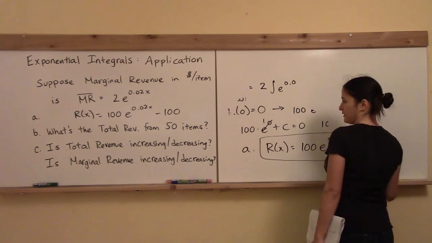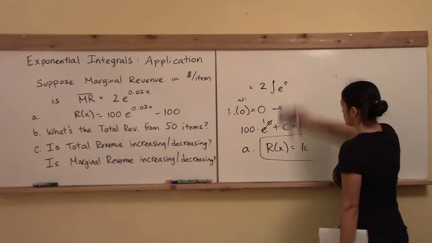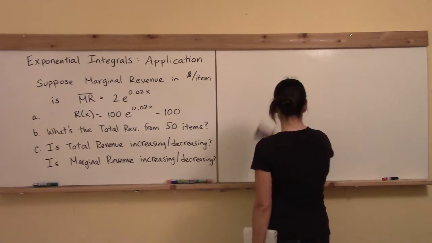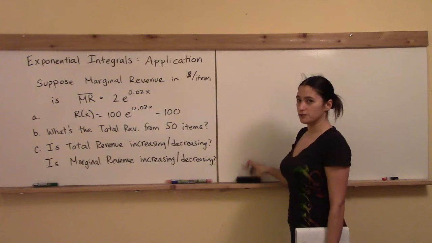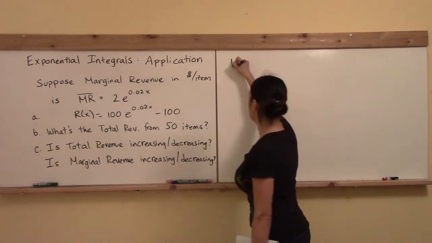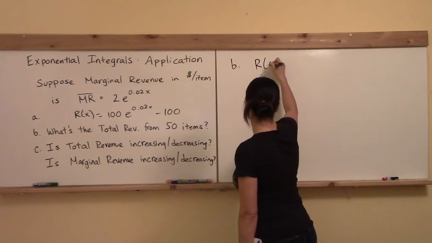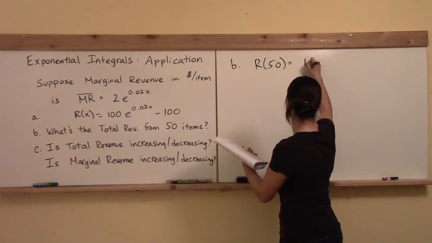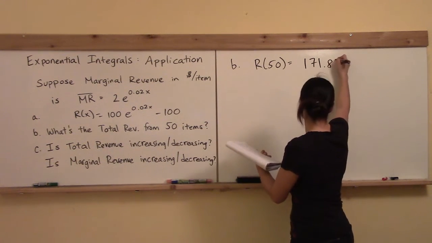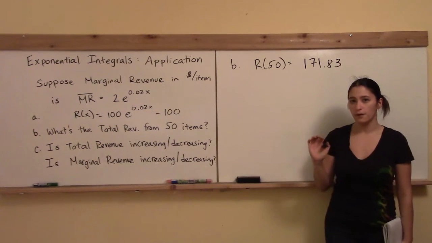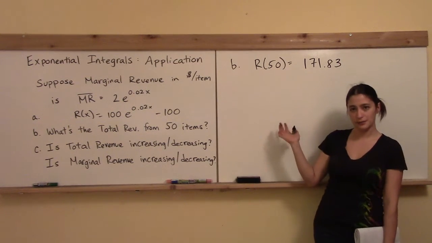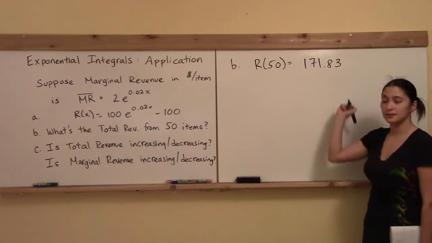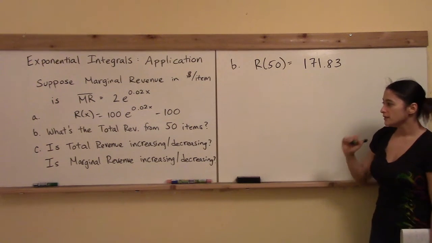The question in B says, find the actual total revenue amount from selling 50 items. At this point, once you've completed part A, part B is nothing more than a plug and chug using x equals 50, and you should get the number 171.83 cents. So this is just a calculator check. Please make sure that using your calculator, you're able to get this amount, and you're good to go there.